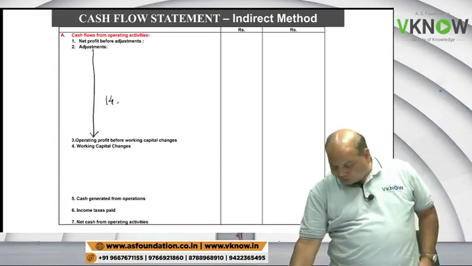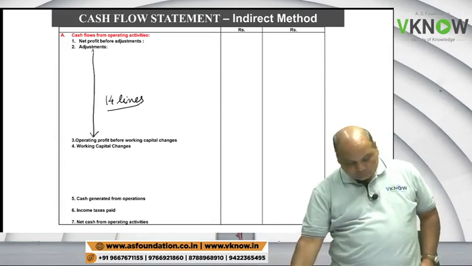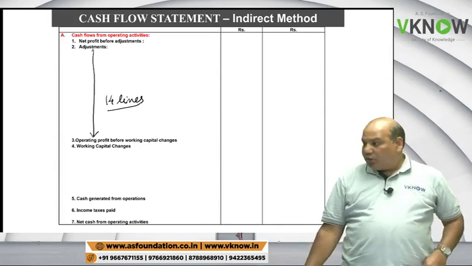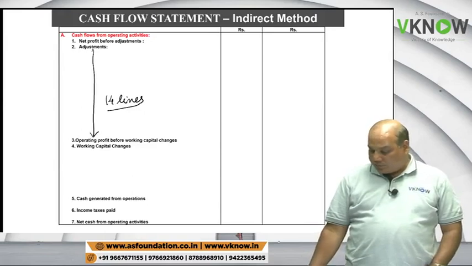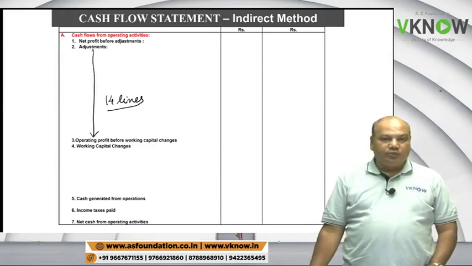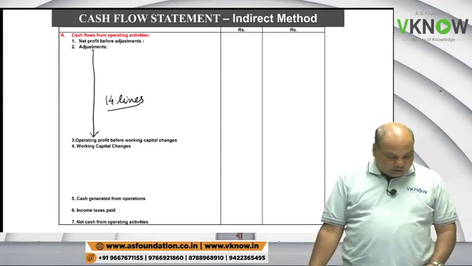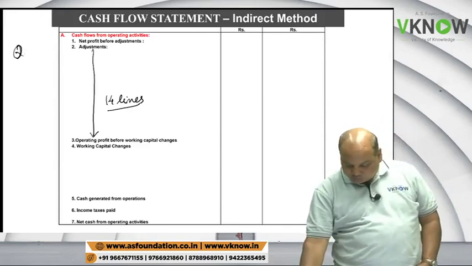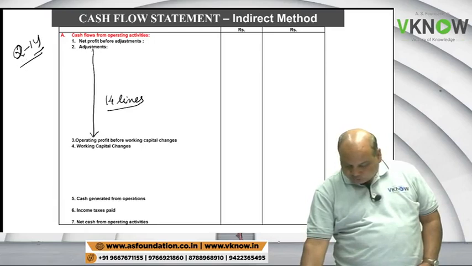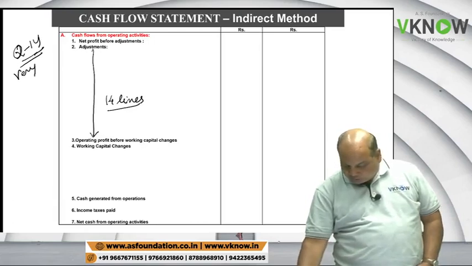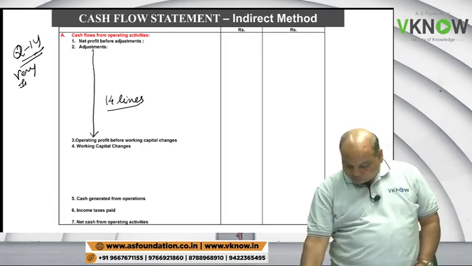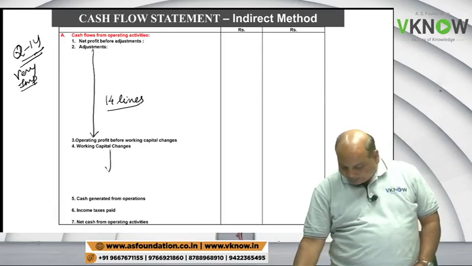Keep around 14 lines blank here. Point number 3, write operating profit before working capital changes. We are solving question number 14. Very important. Point number 4, write down working capital changes. Keep 5 lines blank here.